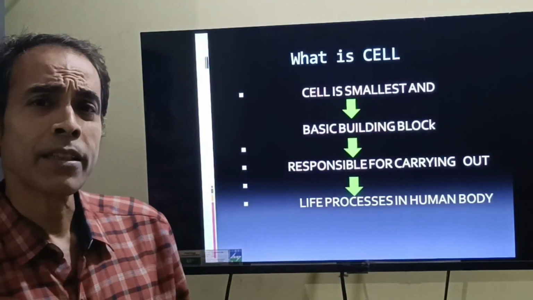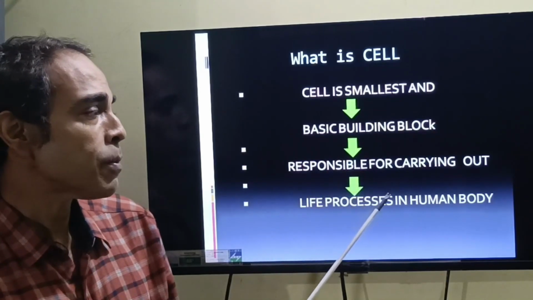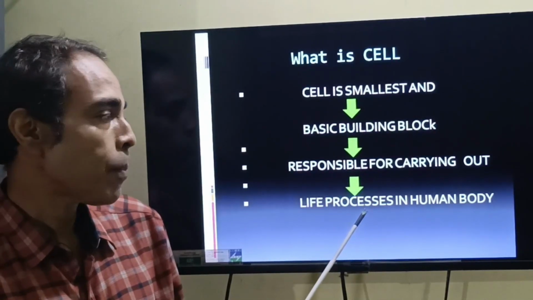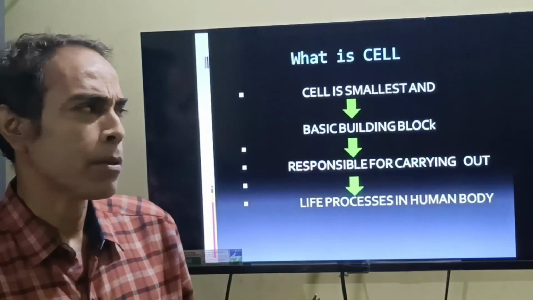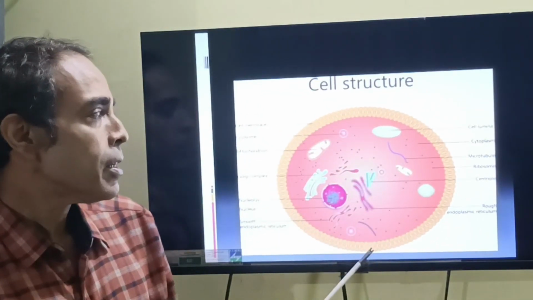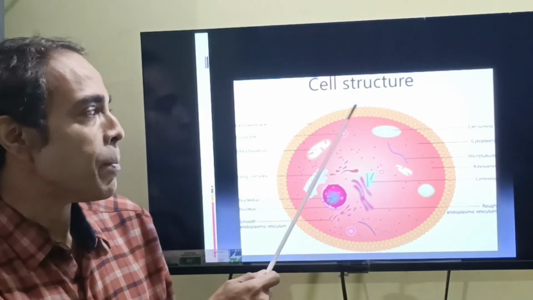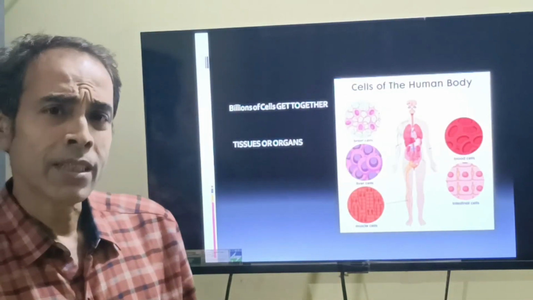So what is a cell? A cell is the smallest and basic building block responsible for carrying out life processes in humans. As we all learned in biology classes, this is a cell. This cell consists of a nucleus and the cytoplasm, and there is a cell membrane. Now there are a lot of cells in the human body.